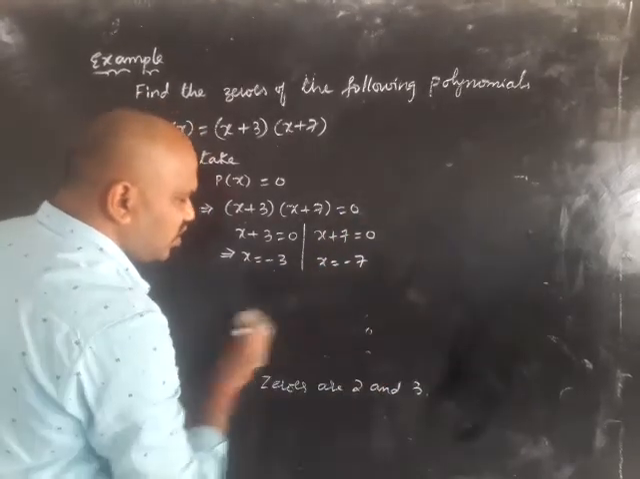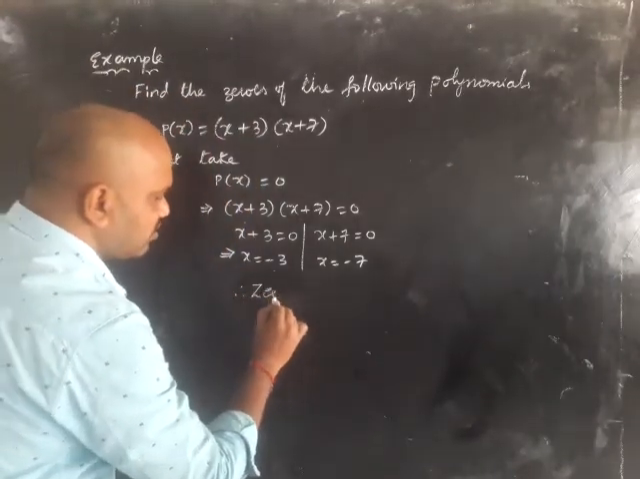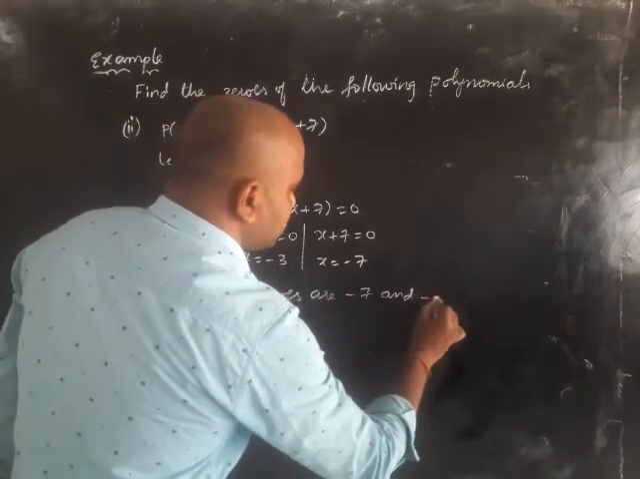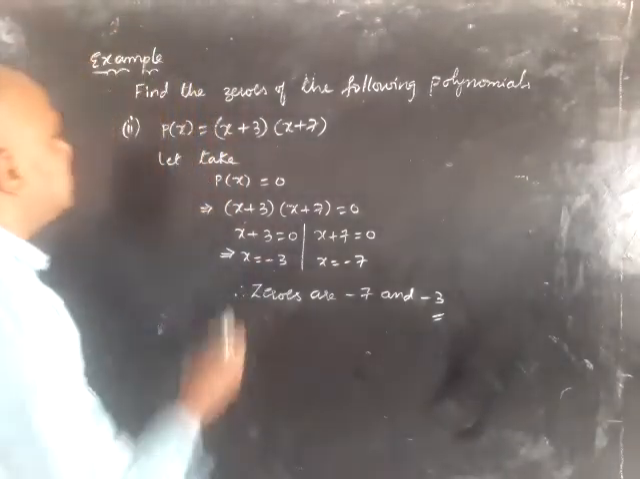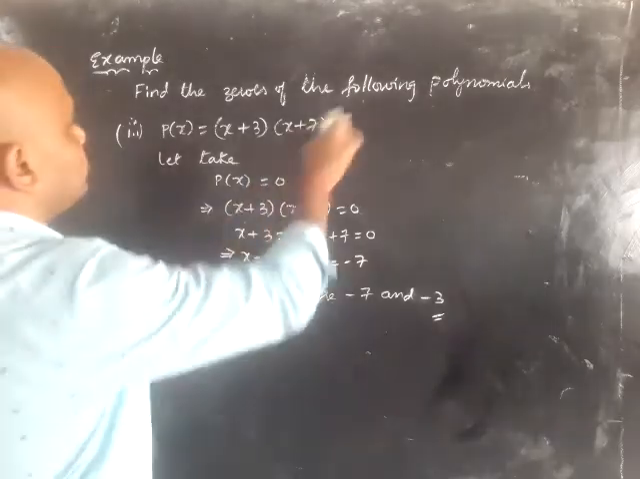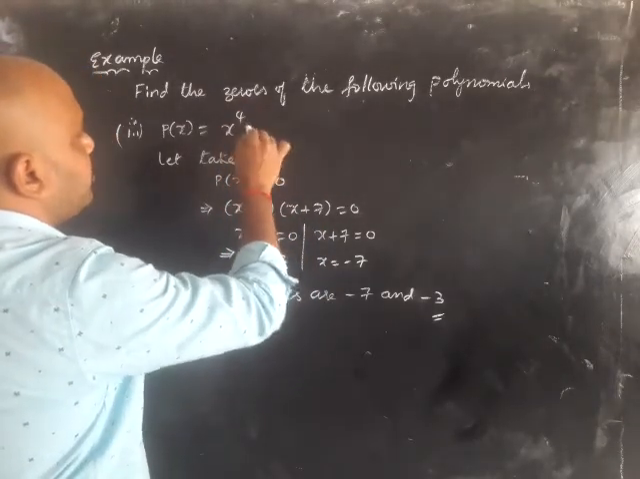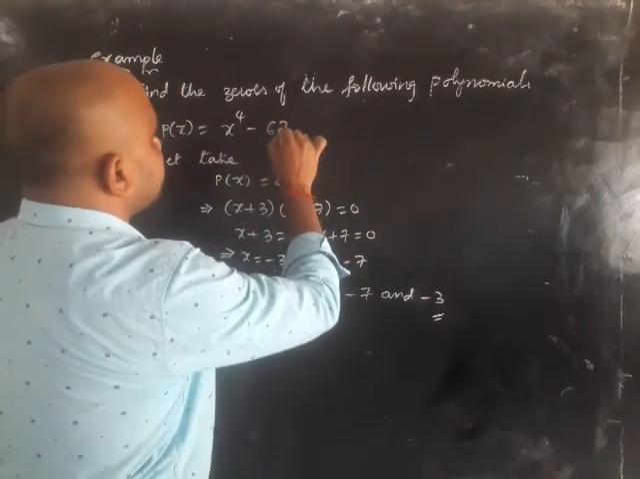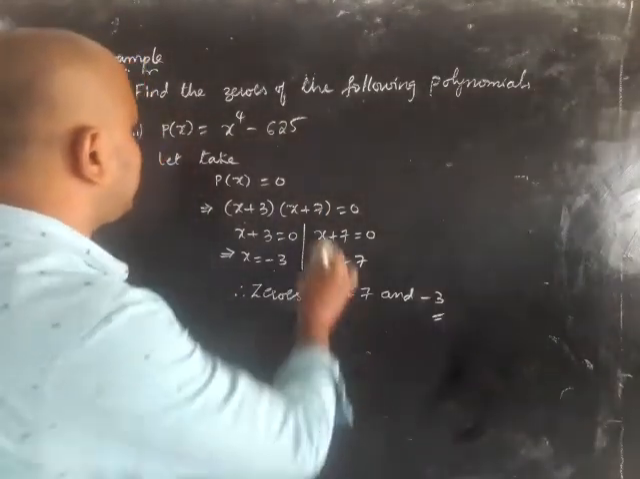So what are the zeros now? Minus 7 and minus 3. Therefore the zeros are minus 7 and minus 3. Now we are going to discuss one more example, that is the third example. If p of x is equal to x to the power of 4 minus 625.